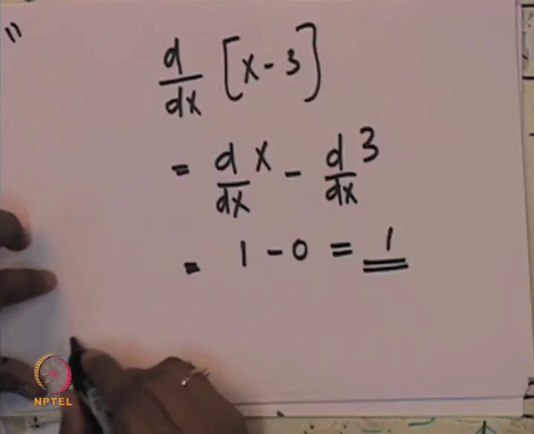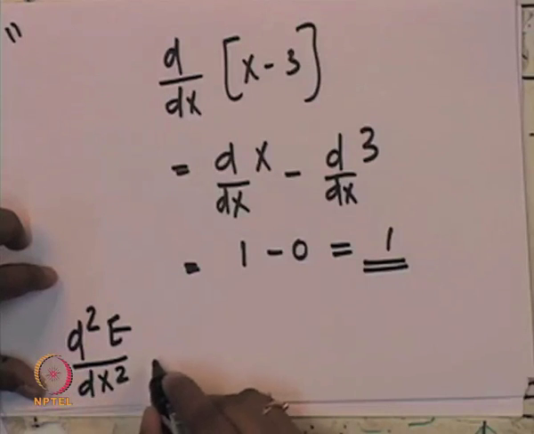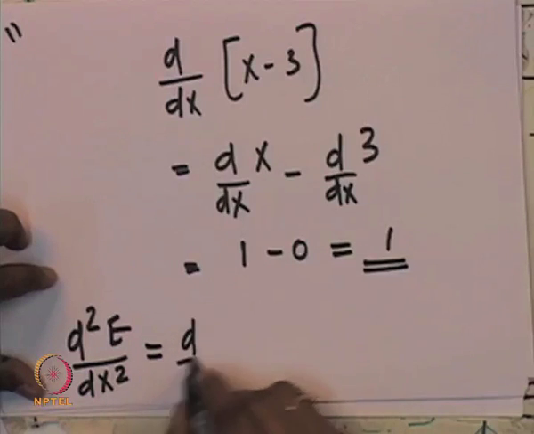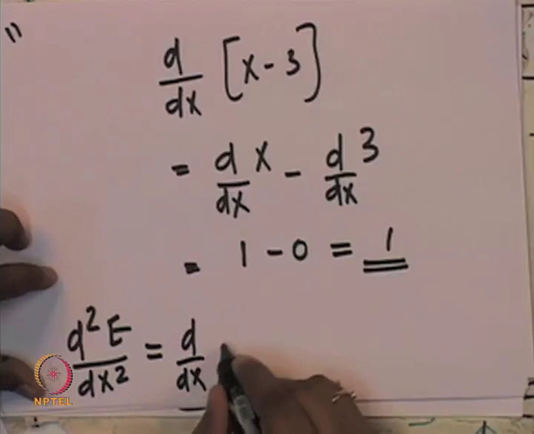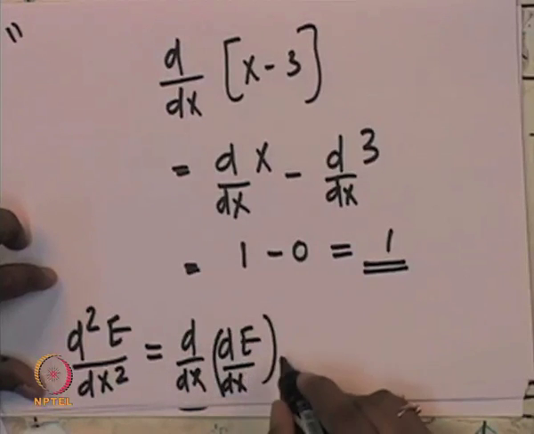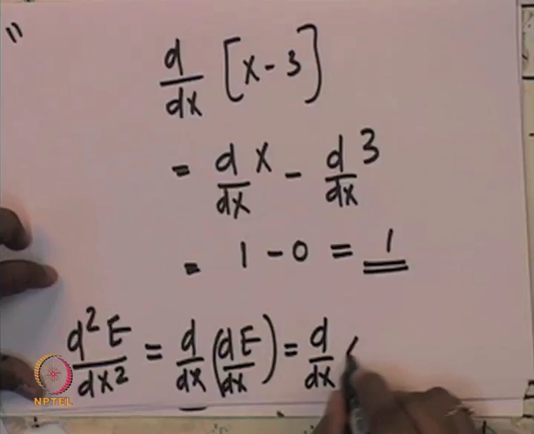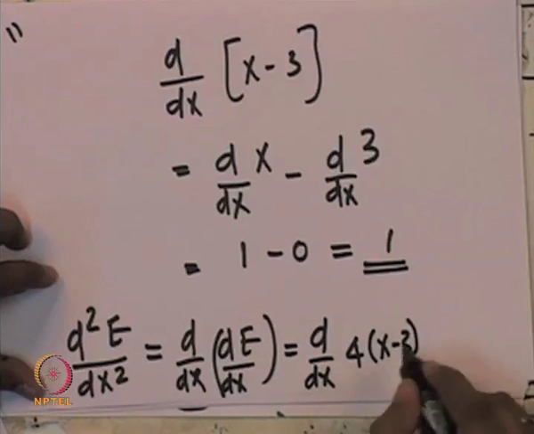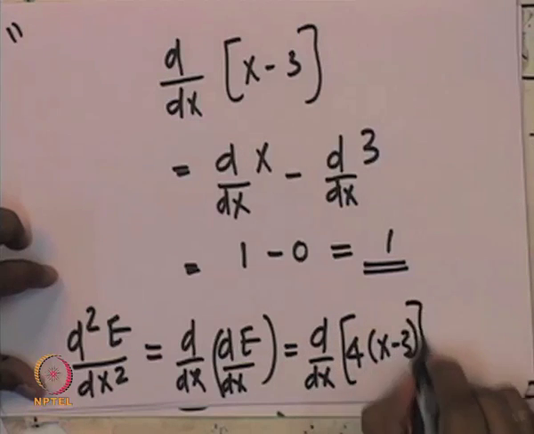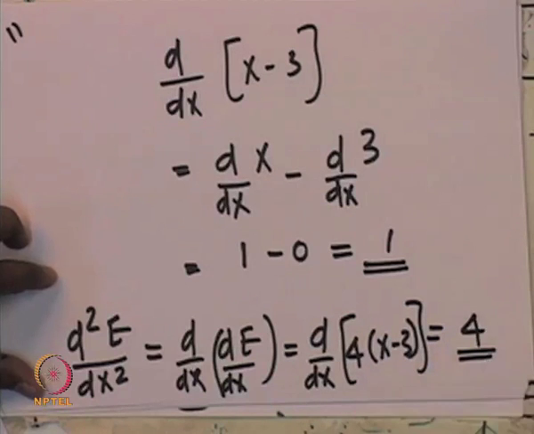So, the second derivative d square E by dx square is d by dx of dE by dx, and we found that dE by dx is 4 into x minus 3. So, d by dx of 4 into x minus 3, and the derivative of x minus 3 is 1. So, the answer is just 4. So, the second derivative is 4, which is a positive quantity.